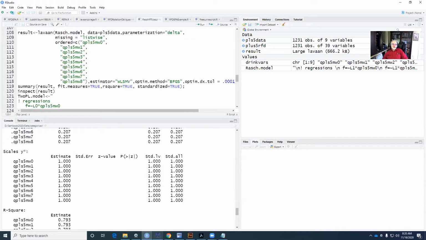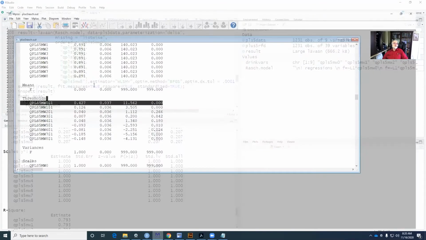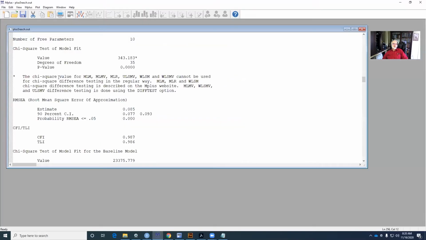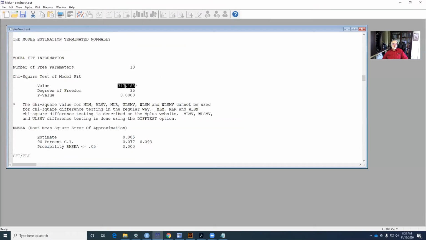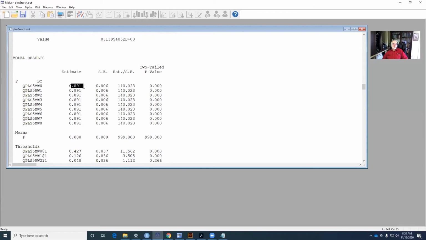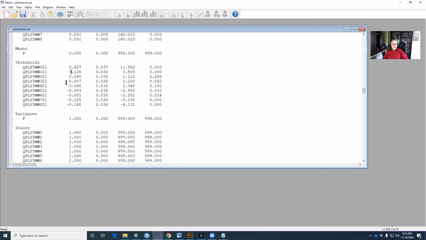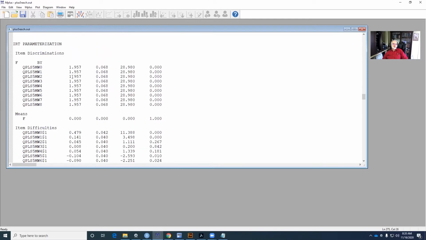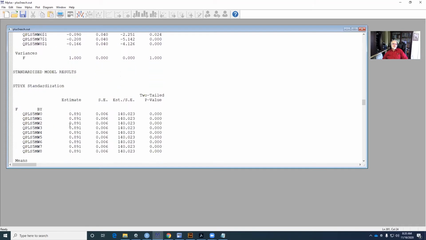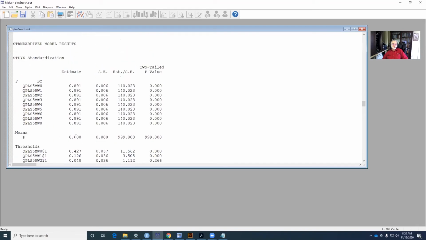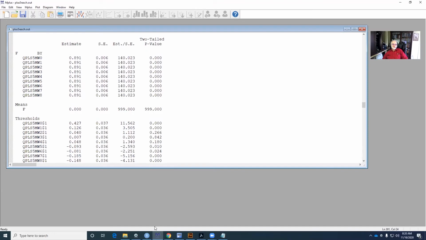So for comparison purposes, I can come back to the same model that we had for the Rasch model. This chi-square matches, my unstandardized loadings match, my thresholds match, my scaling factors are there. Here are my discriminations and difficulties. We'll get to those in a minute. And here are my standardized solutions. These numbers all match.